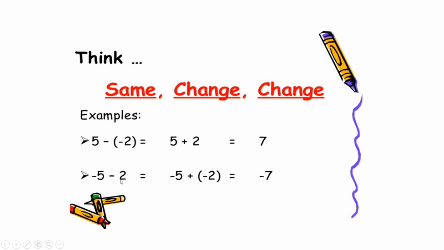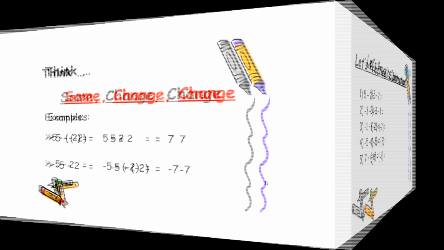Let us see another example. Here minus 5 minus 2. So the first step is same. So keep the first integer same, minus 5. Change the sign minus into plus. Next, change plus 2 into minus 2. Here both are negative integers. So we will add 5 plus 2 is 7 and the big number's sign is minus. So we will give the minus sign to the answer.